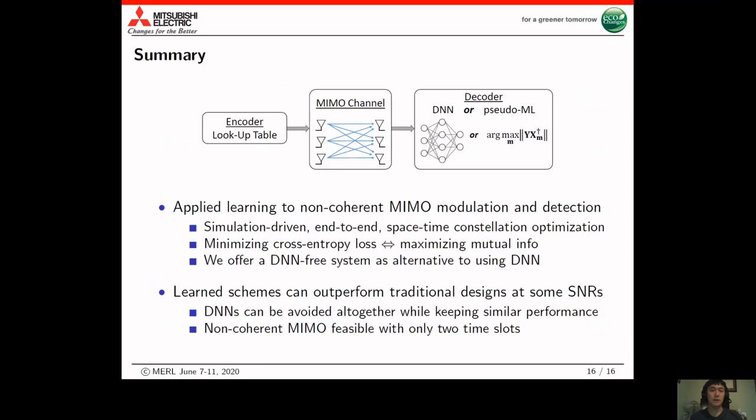We show that learning schemes in this way can outperform some traditional schemes in the literature at some SNRs. We also note that deep neural networks can be avoided altogether while still keeping similar performance. Further, our results demonstrate that non-coherent MIMO communication is feasible even with only as few as 2 time slots.